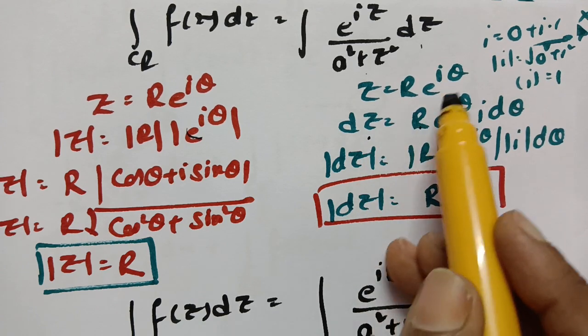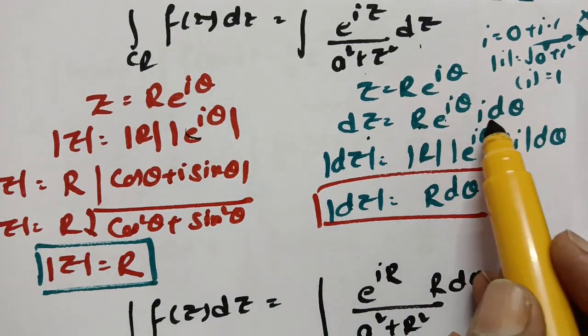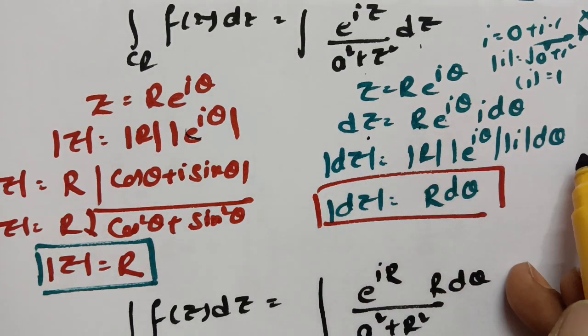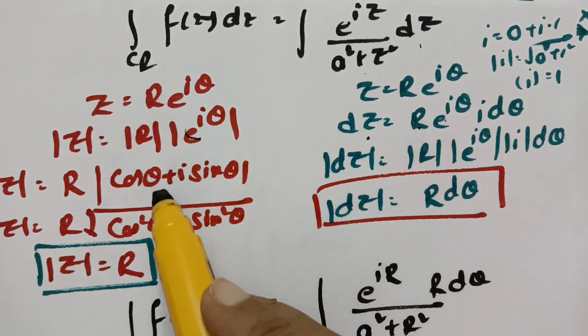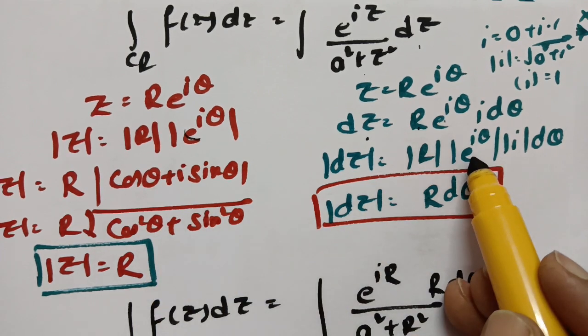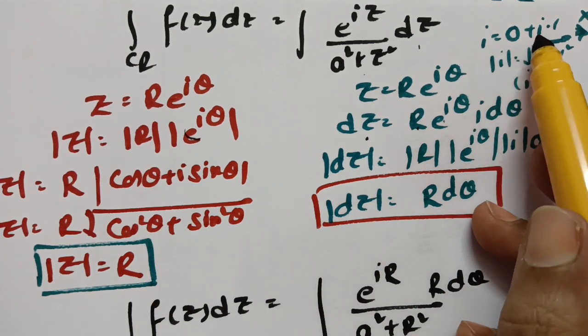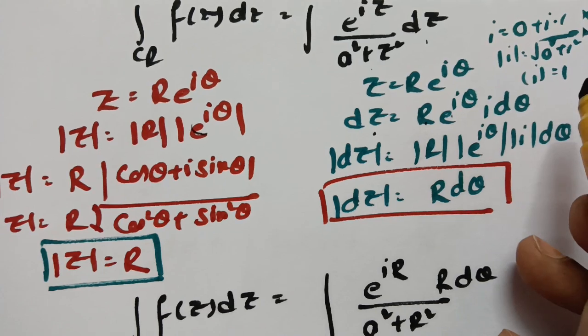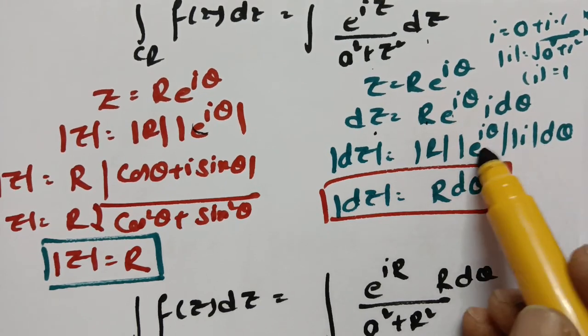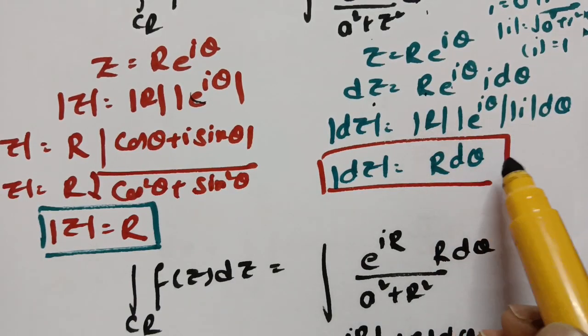dz is equal to r times e power i theta times i d theta. If I take the modulus, e power i theta has value 1, and i can be written as 0 plus i into 1, so the modulus is root over 0 square plus 1 square, which is equal to 1. These two are 1. What remains? r d theta remains.